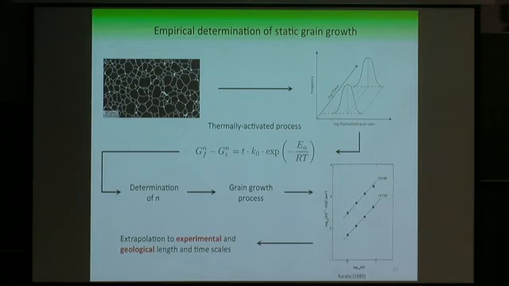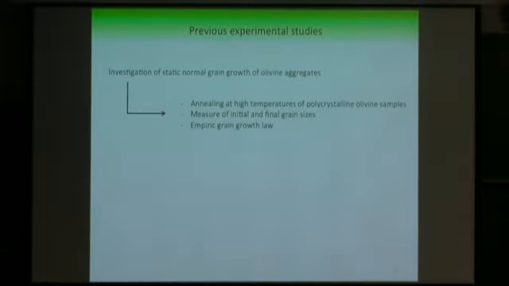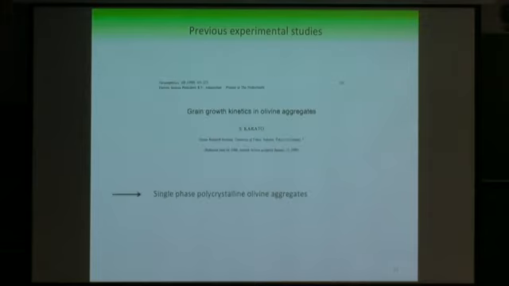Now, I had to constitute a database, since there are previously published experiments where they investigated static normal grain growth. And so, well, I've already explained this, where they annealed at high temperature polycrystalline olivine samples, measured the initial and final grain size, and determined an empirical grain growth law.